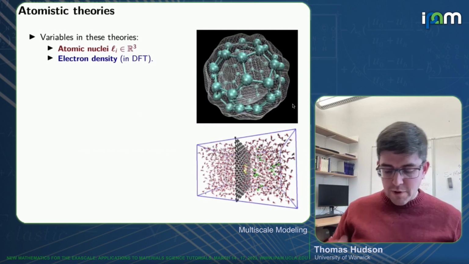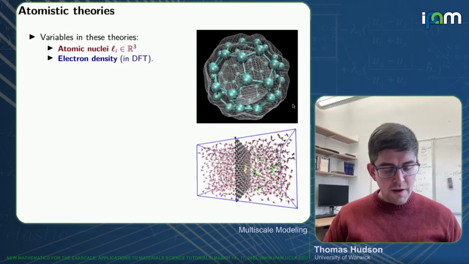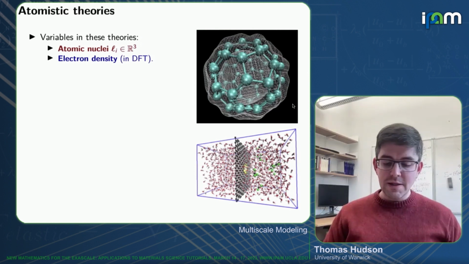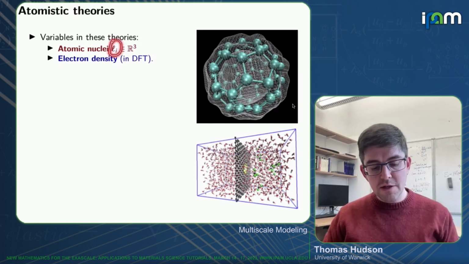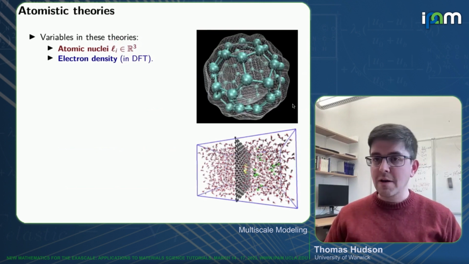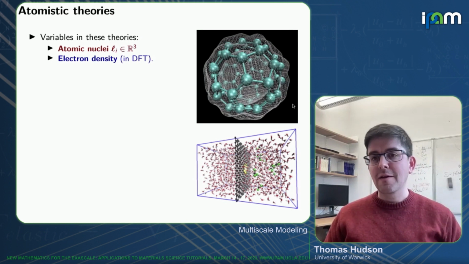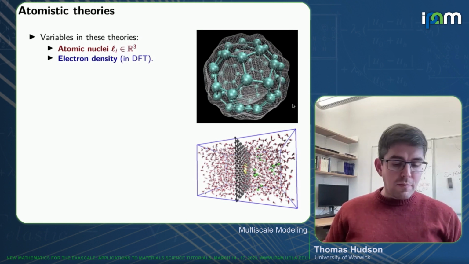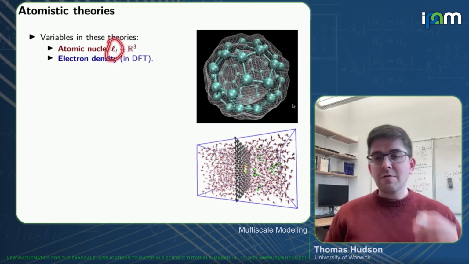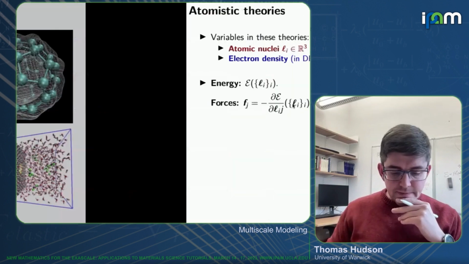Okay, so I'm going to set some notation so that we can talk about it. In these atomistic theories, these discrete theories, fundamentally the degrees of freedom we care about are the positions of the atomic nuclei. And also in DFT, we want an electron density that's parameterized in some way. But fundamentally, in terms of making predictions, these are the degrees of freedom that we would move around if we're doing some kind of dynamical simulation.